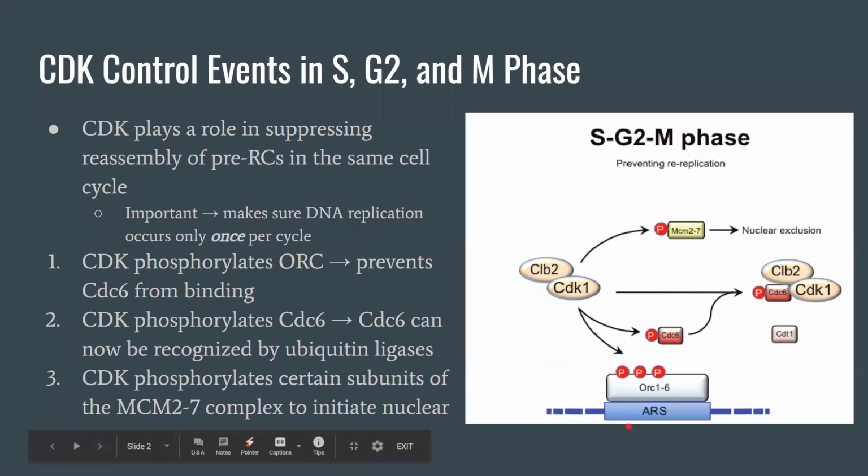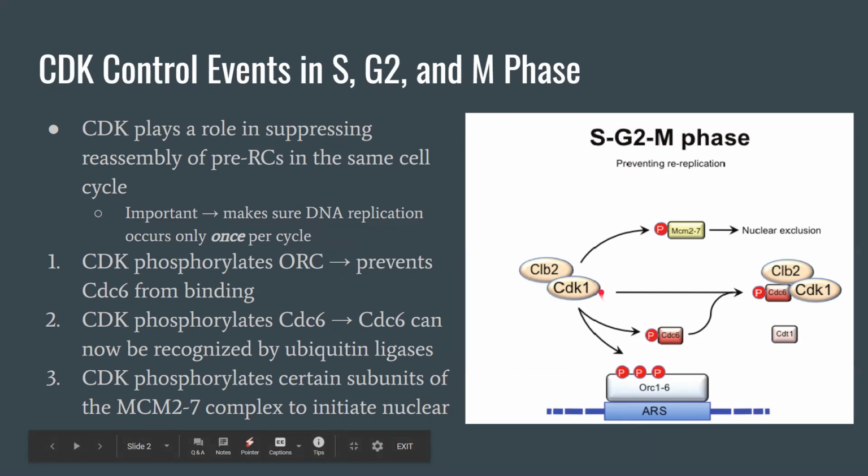But that's not all it does. It also phosphorylates CDC6 itself, so it phosphorylates it here. And when CDC6 is phosphorylated, ubiquitin ligases can now recognize it. And once they recognize CDC6, they can send it to the proteasome for degradation. And it won't be floating around the cell anymore.